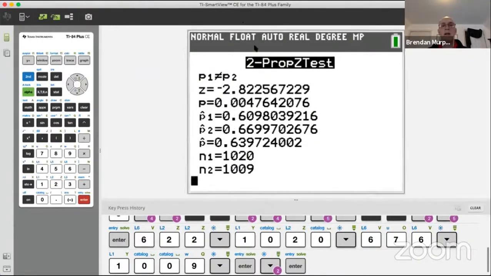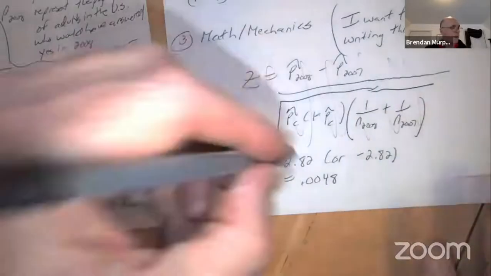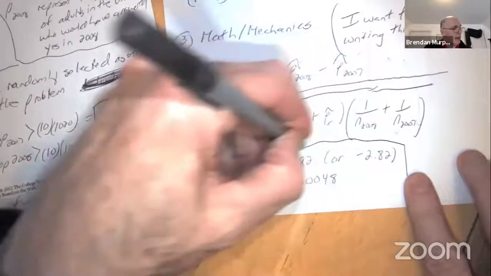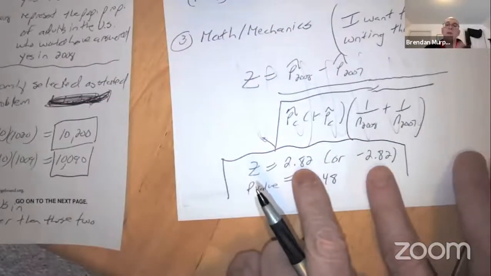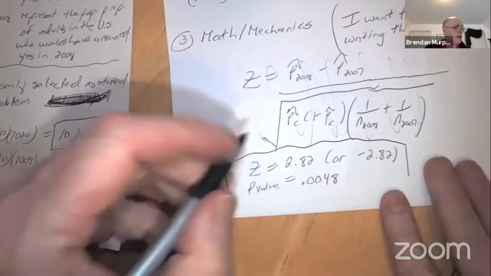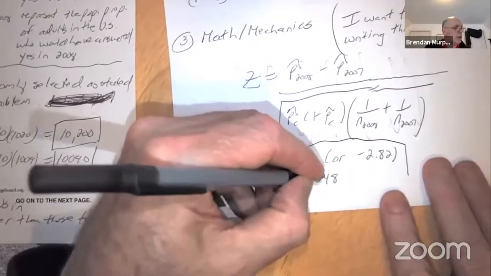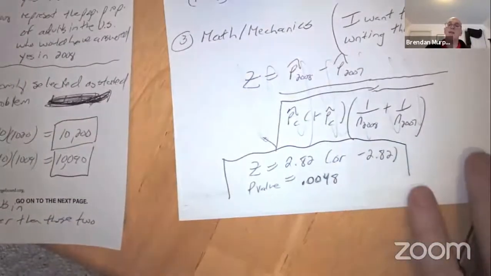So I wrote down my z-score here and my p-value, so I put that on my paper. Again, if you had either the positive or the negative, it just meant you subtracted differently than I did. My p-value was 0.0048. Well, that's pretty small. I think I know what my conclusion wants to be.